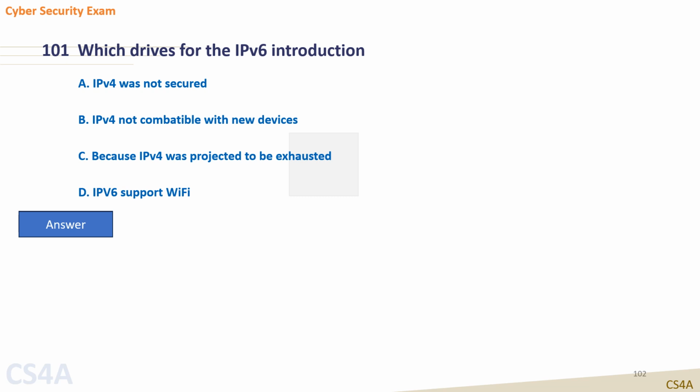So here, IP version 4 was not secured. That may be the correct answer, but the appropriate answer is because IP version 4 was projected to be exhausted, because IP version 4 has only a limited set of IP addresses available. It's going to be exhausted soon. That's the main driving factor for the introduction of IP version 6. So the answer is C.